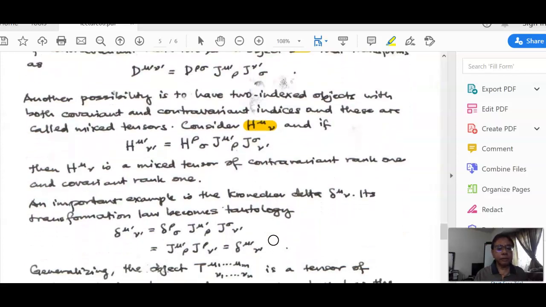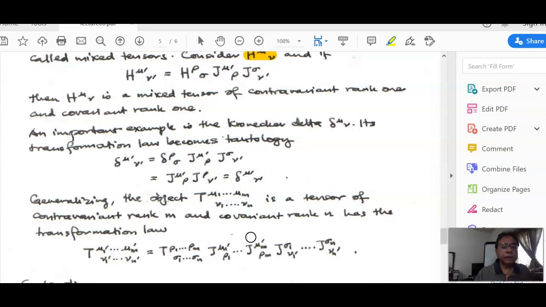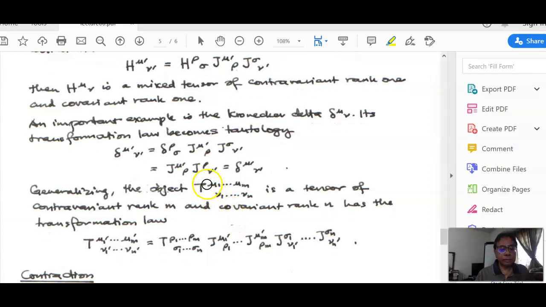An example that we have seen earlier was the Kronecker delta. The Kronecker delta will behave this way, and you'll see that it gives you a trivial solution. Generalizing further, you can think of any object that has some index on top and some index at the bottom, or none on top, just at the bottom, or none at the bottom, just on top.